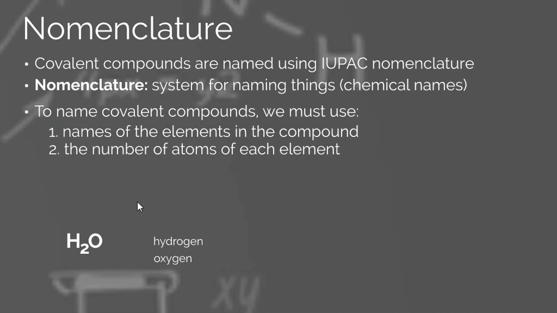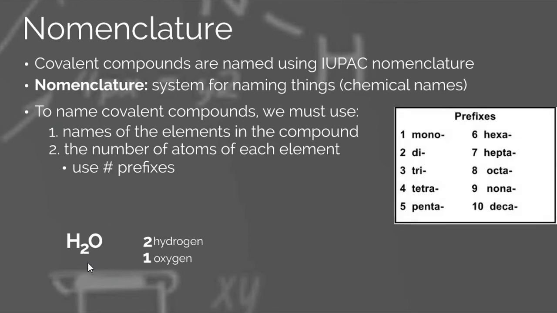Second thing we need to know is the number of atoms in each element. Again, just looking at this chemical formula, we already know all of that. We know that we have two hydrogens and one oxygen atom. All right, so next, we need to use number prefixes. So now, what are these number prefixes? You're probably already familiar with these, especially if you've already gone through geometry or if you're taking that right now. If you know your shapes, you know at least 5 of these.